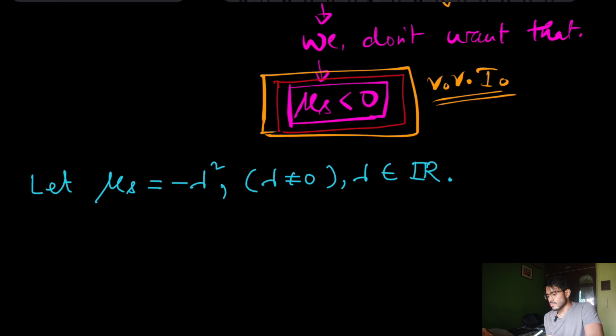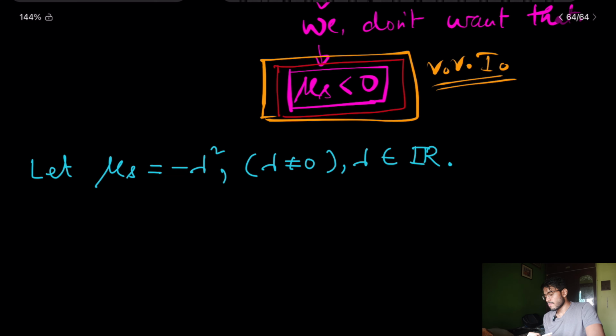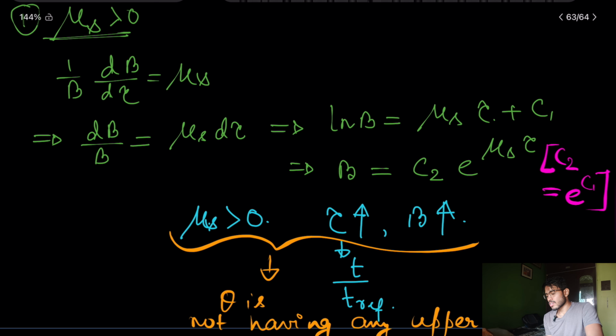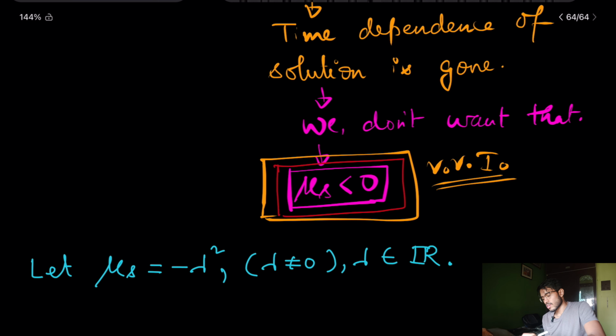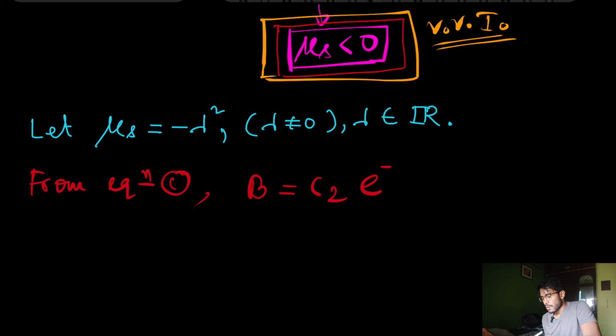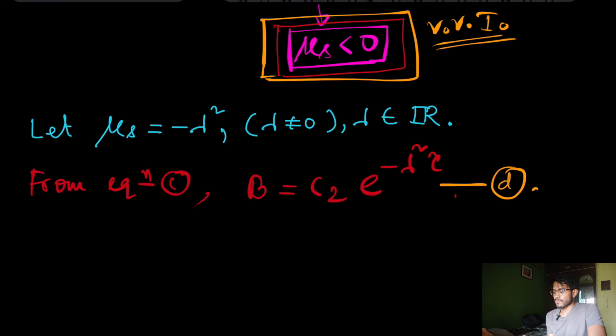So if mu s is equal to minus lambda square, then following this equation, which I will term as equation small c, from equation small c, my b is equal to c2 into e to the power minus lambda square into tau. Clear? I will term this as my equation small d.